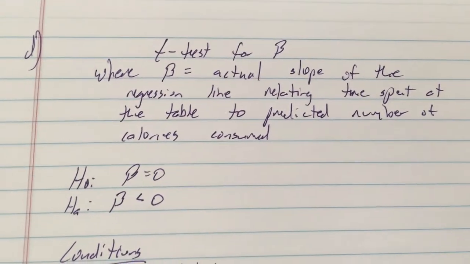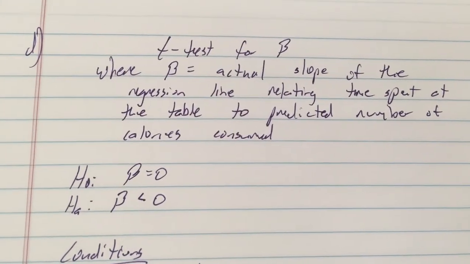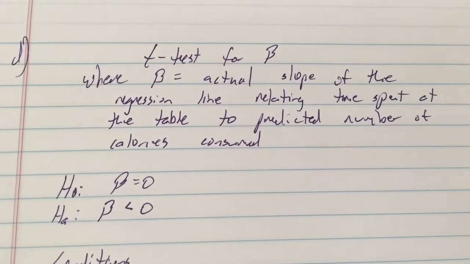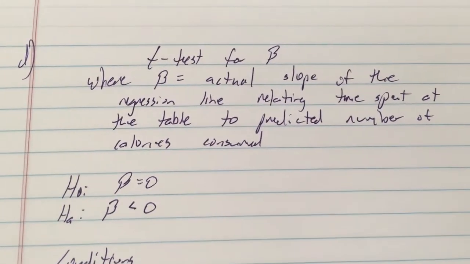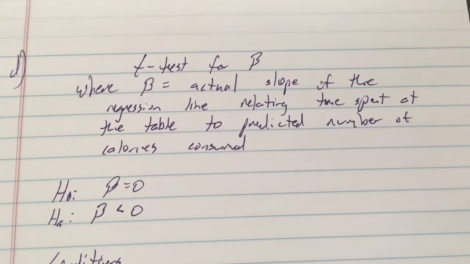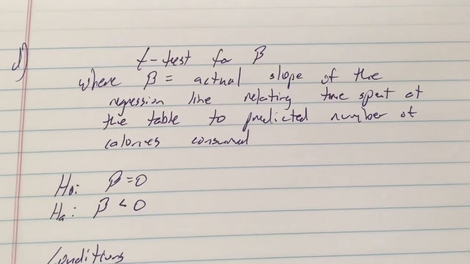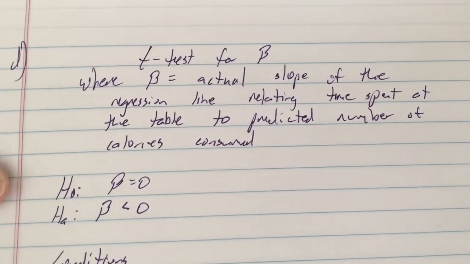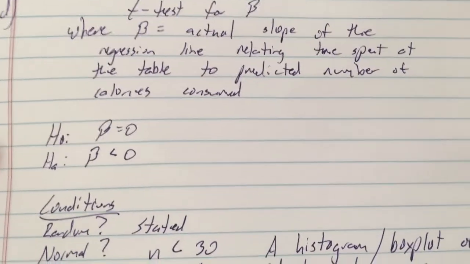So please be careful that you read the problems correctly and use the right alternative hypothesis. The conditions. You guys know from the last video that there are 5 conditions. I went ahead and did the 3 that we're used to doing first. Number 1, is it random? Yes, it was stated in the problem.